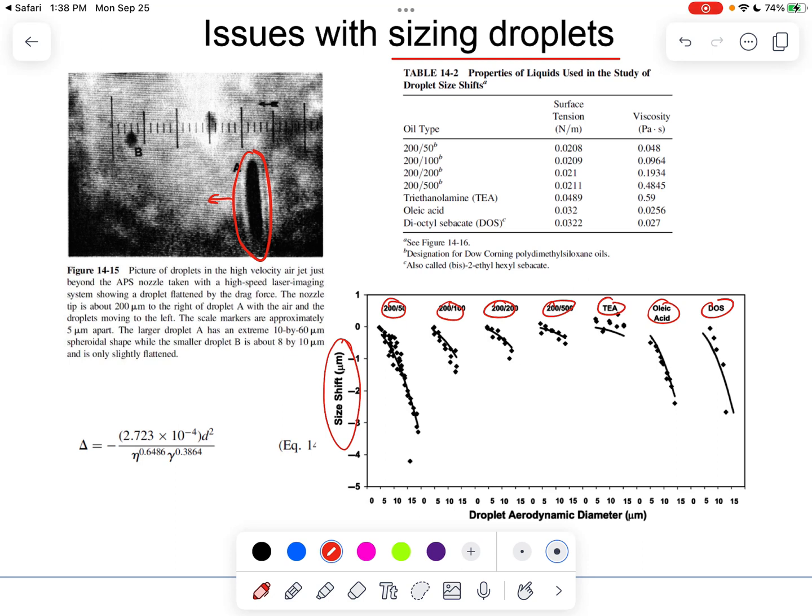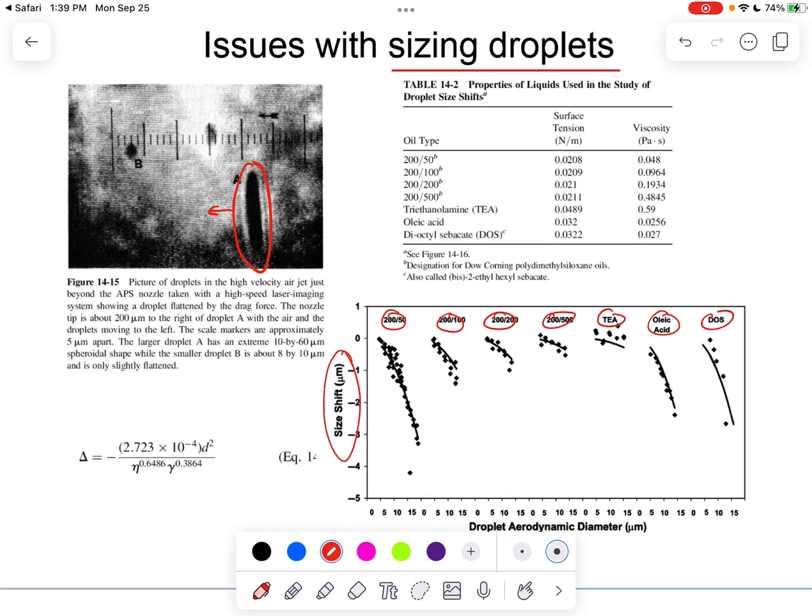Okay, so that's it for this class. In this class we mainly discussed the optical size distribution measurement and the aerodynamic size distribution measurements.